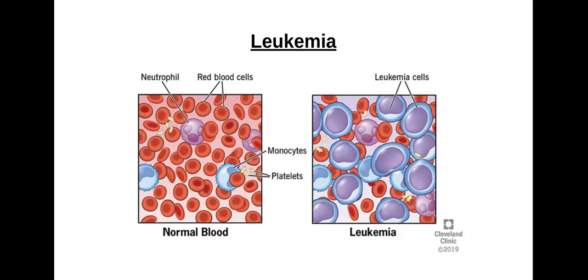Now, the white blood cells, those are fighting off foreign invaders like bacteria, viruses, and you might think that having more of them would be a good thing. The problem is that in these cancerous versions, they don't work very well. So the cancerous cells, they don't fight diseases like the normal white blood cells. So in turn, what we end up having is just a lot of white blood cells that don't really work.